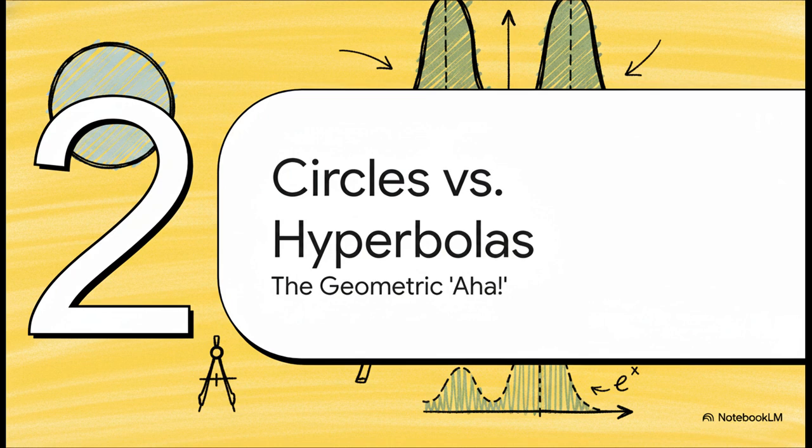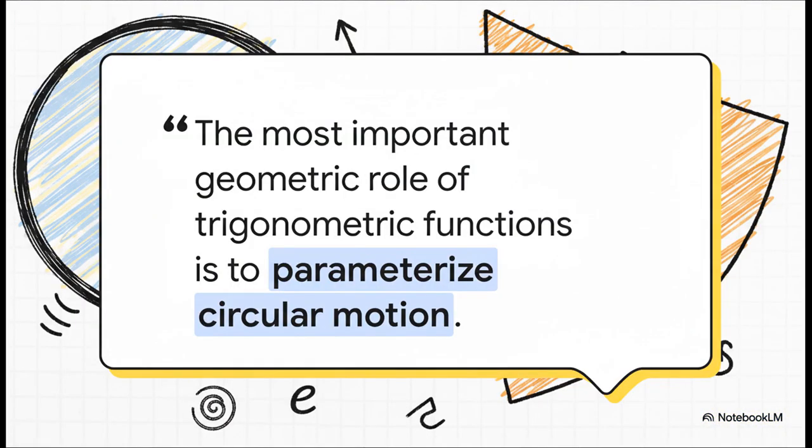So, okay, we've got these weird exponential definitions. But what about our original question? Where's their geometric home? Well, let's connect these definitions back to geometry and get ready for the big reveal. You know, as our source material puts it, the main job of sine and cosine is to parameterize the points on a circle. That's really just a fancy way of saying they give you the coordinates for any point on the circle's edge. They are, in essence, the language of circles.